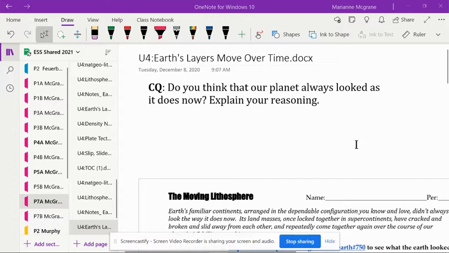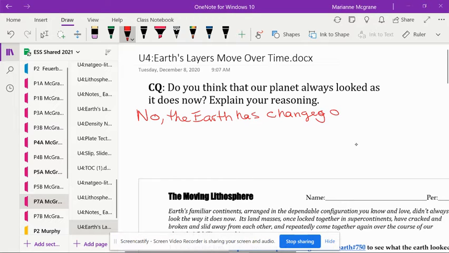So the answer to the question, do you think that our planet has always looked as it does now? Give me a hands up in the air if you think, yeah, it's always the way it's been, just the way we see it today. It's never changed. Now give me a hands up in the air if you think, no, this has changed over time. I would agree with you. My hand's right up there too, but that's the easy thing, right? It's super easy for us to go ahead and say no, the Earth has changed over time.